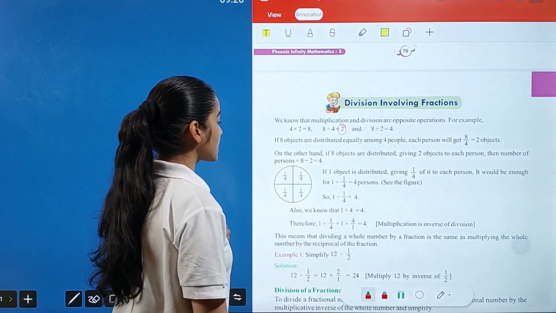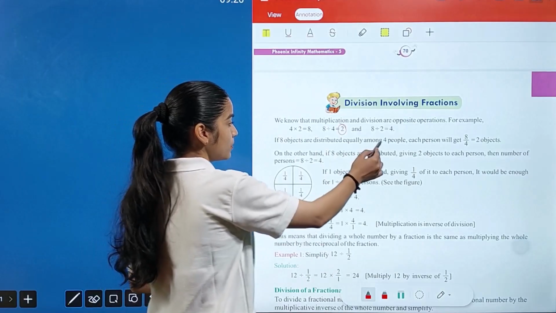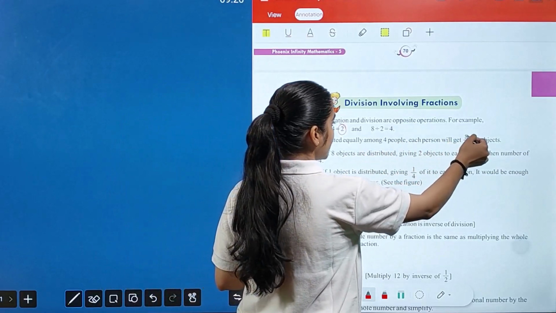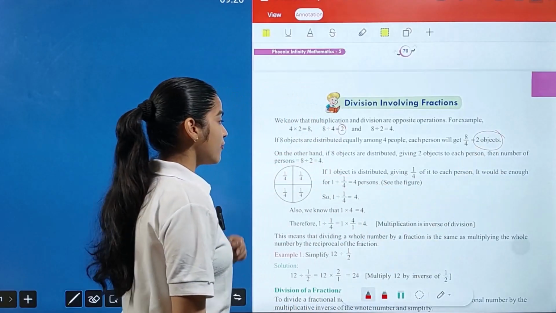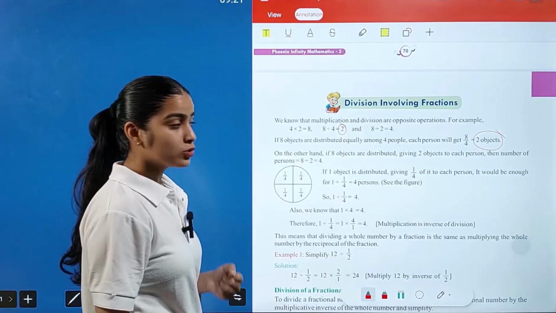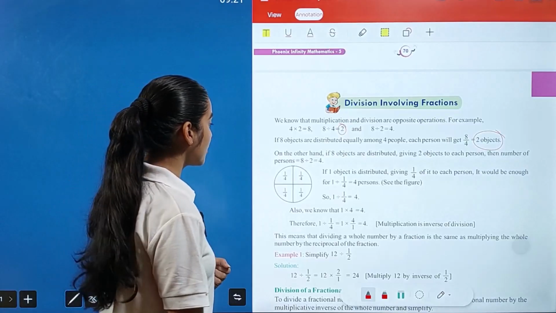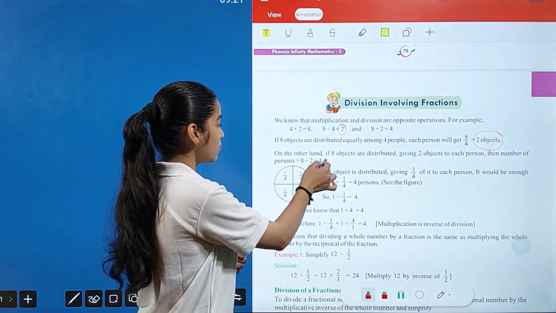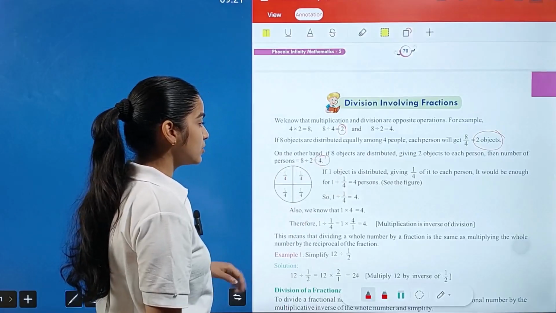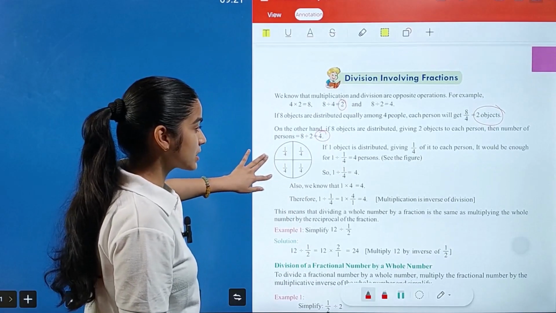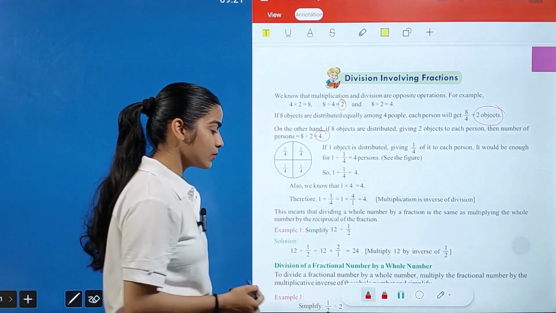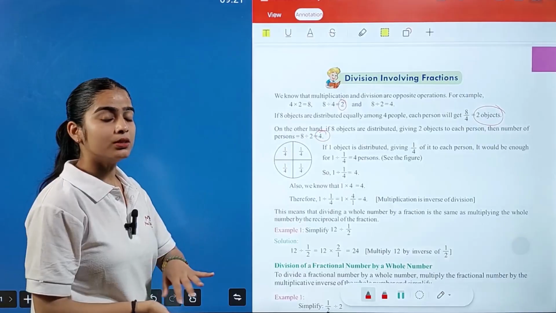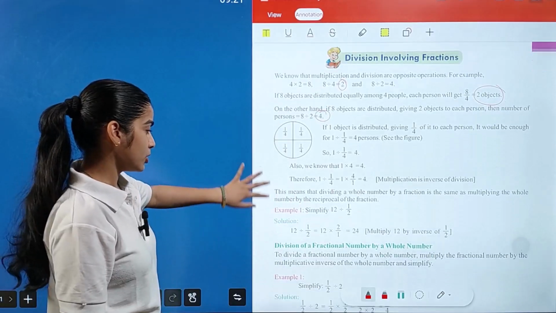If 8 objects are distributed equally among 4 people, each person will get 8 by 4. It means 2 objects. So on the other hand, if 8 objects are distributed giving 2 objects to each person, the number of persons are 8 divided by 2, 4. If one object is distributed giving 1 by 4 of it to each person, it would be enough for 1 divided by 1 by 4. So what we understand here, division is the opposite of multiplication.